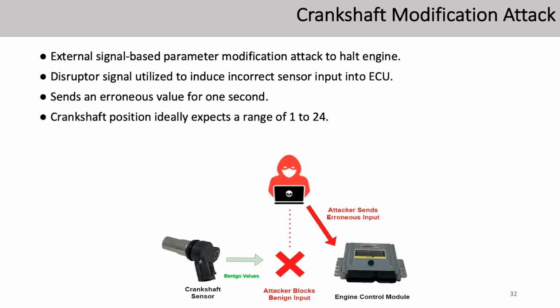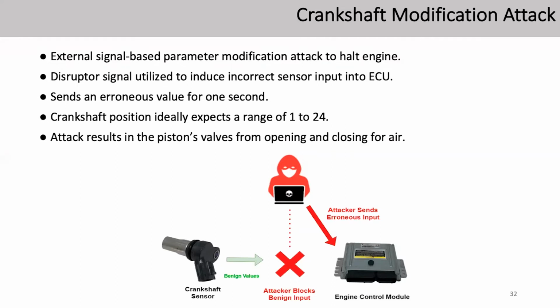So it ideally expects a value in the range of 1 to 24. We gave it a value of 0 or so on, right? So what happens is the piston valve opening and closing for air stops. So long story short, what happens is the brakes are applied slowly.